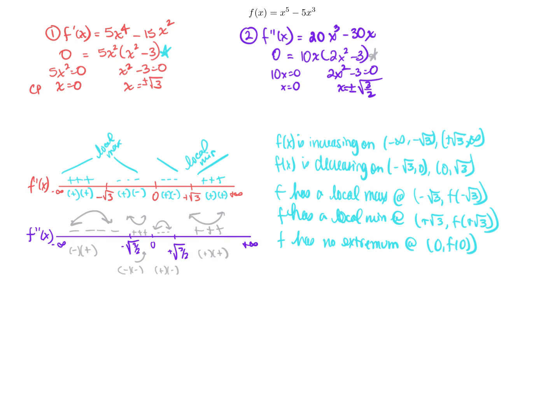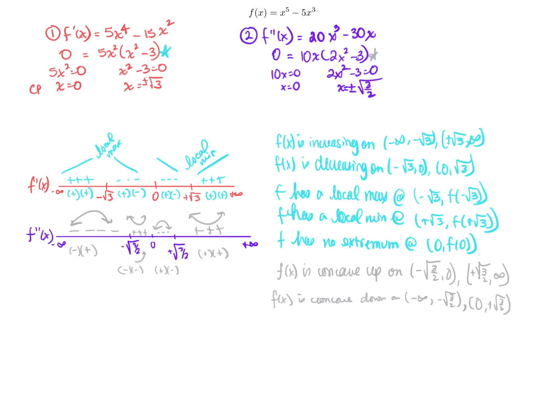So let's start by saying, where is our function concave up and concave down? So we would say here, f of x is concave up on, well, let's see here, that's anywhere where we have a positive second derivative, so negative root of 3 halves to 0. And it's also positive and concave up again from positive root of 3 halves to infinity. F of x then is concave down on negative infinity to negative root 3 halves and 0 to the positive root of 3 halves.